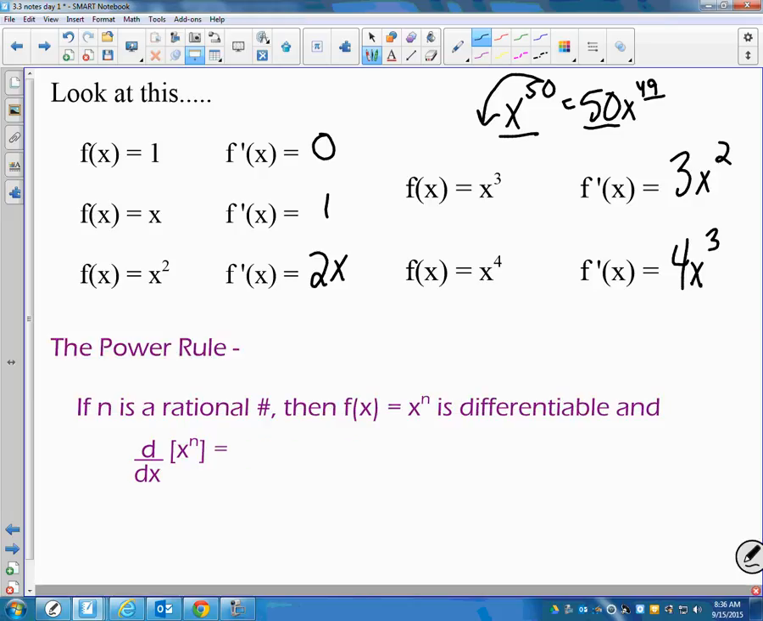This is called the power rule. Probably the most important rule of derivatives. So notice the if part of this. If n is a rational number, then the function f of x equals x to the n is differentiable, and the derivative of x to the n is always bring the power down front, so that's n, times x to the n minus 1.